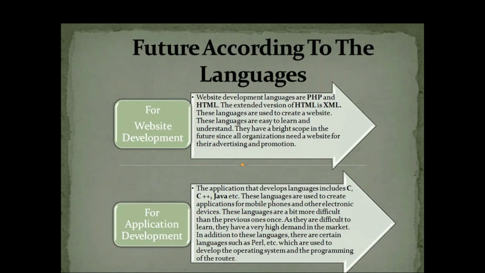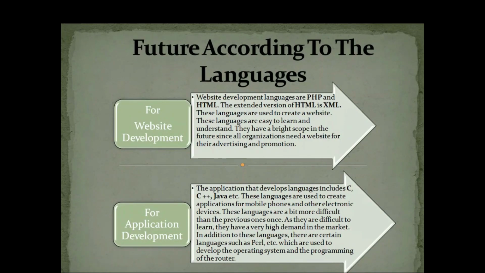Now come to the next development category, which is application development, one of the most demanding developments in this era. You can simply see that everybody has a mobile phone, and on this mobile phone you run applications. These applications can be made by languages like C, C++, Java, and XML for layouts.